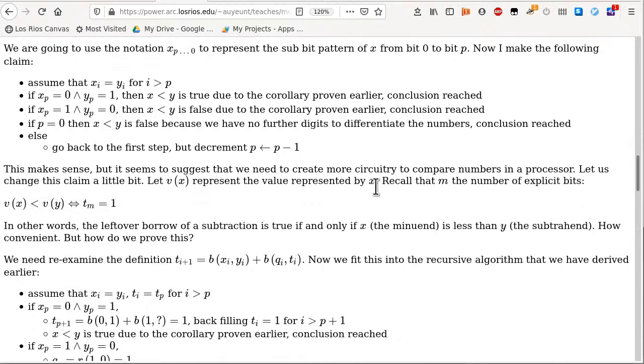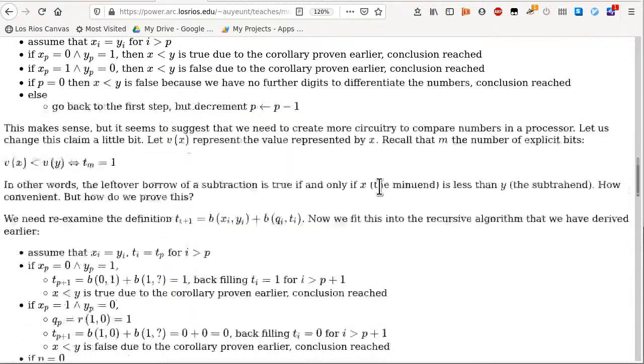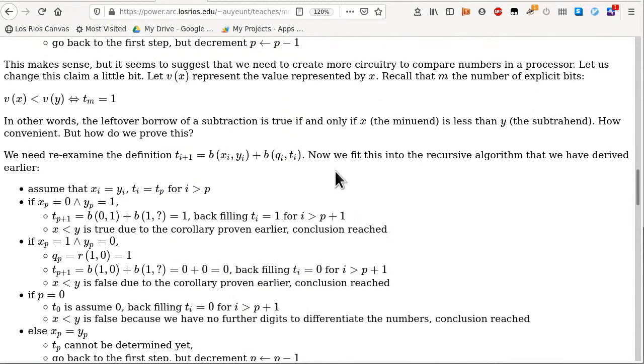But now the question is, is there any indication whether the first number x is less than the second number y when we just perform a subtraction? As it turns out, the overall borrow in a binary subtraction is all we need to determine whether the minuend, which is x, is less than the subtrahend, which is y. So now would be a good time to switch to Zernal, and we just have to go through a few examples.